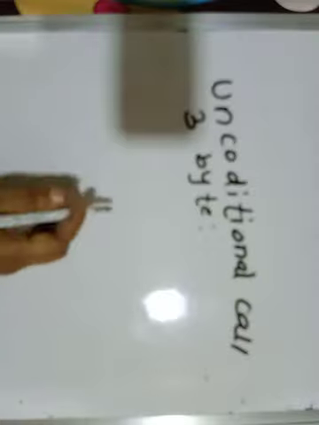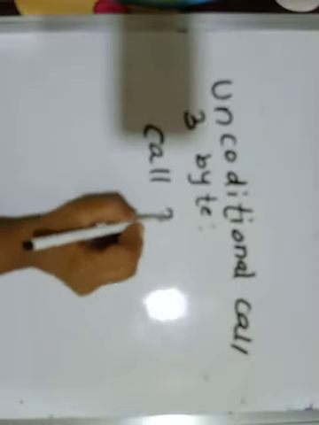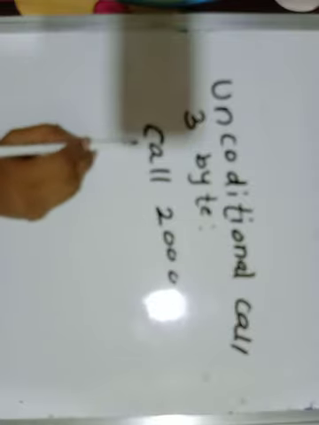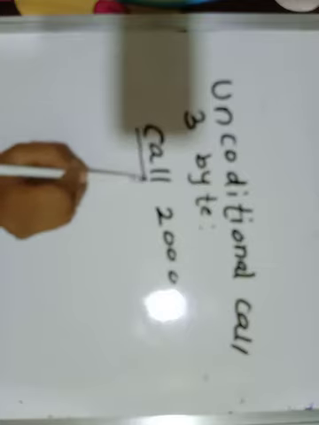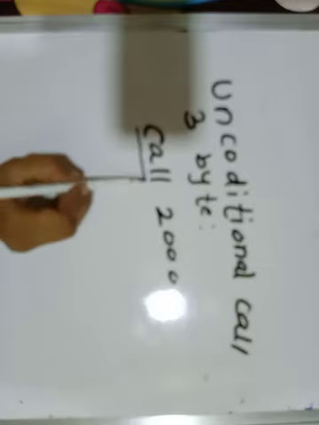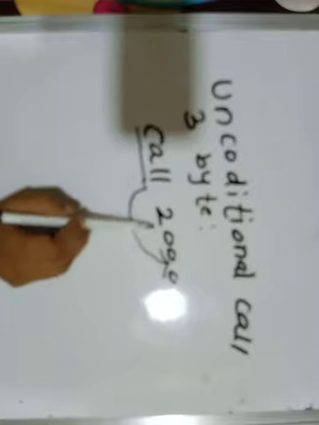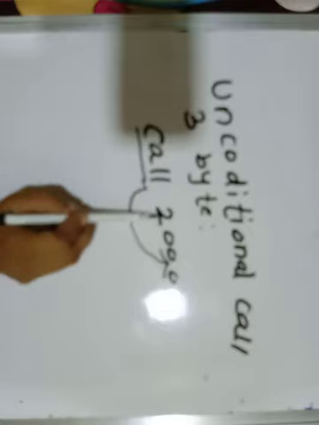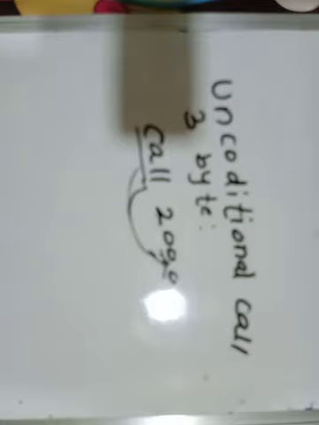Then it jumps unconditionally to the subroutine address. For example, suppose you have the call and you have given the address 2000. When this unconditional call instruction comes, the microprocessor's control will directly transfer to the memory address 2000. Where will the control be directly transferred? The control will transfer to the memory address 2000. That is the unconditional call. Then you have the conditional call.